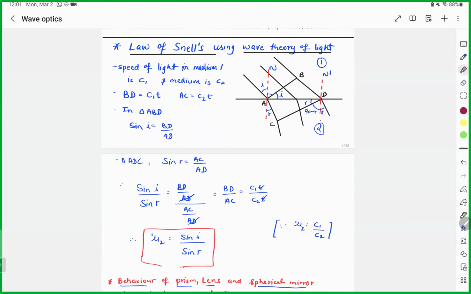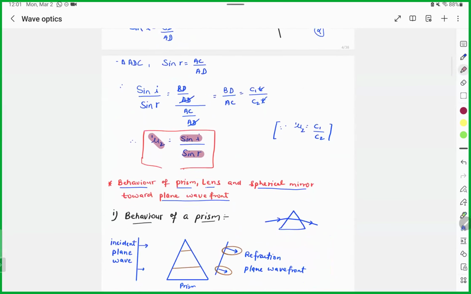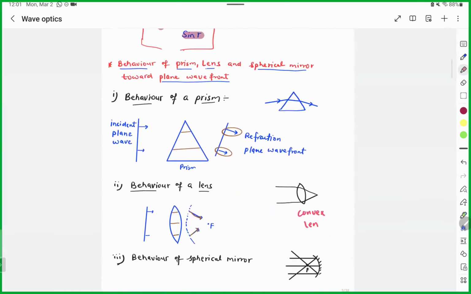Next, the same thing here. We know Snell's law: mu is equal to sine i by sine r. This is the proof using wave theory. Again, for NEET, it's not important. The only thing is that here we are proving it.